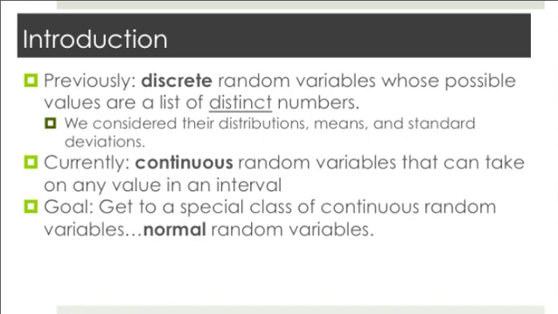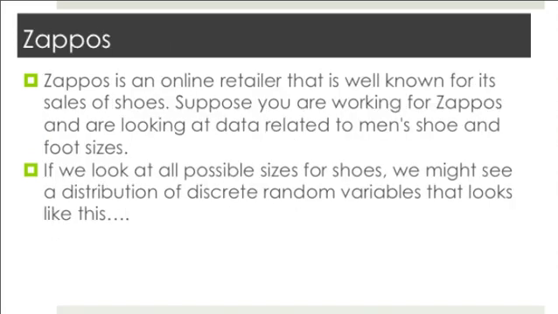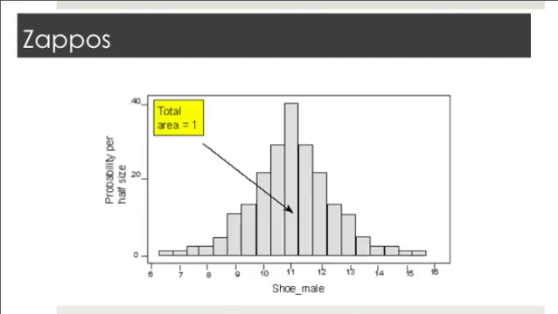So let's look at this through an example that's somewhat made up. Let's suppose that we are working for the online retailer called Zappos. You may be aware of them. They're very well known for their sale of shoes. Let's suppose we're working for them and we want to look at data related to men's shoe sizes. If we were to look at all the possible sizes for shoes, we might see a distribution of discrete random variables that looks something like this graph.